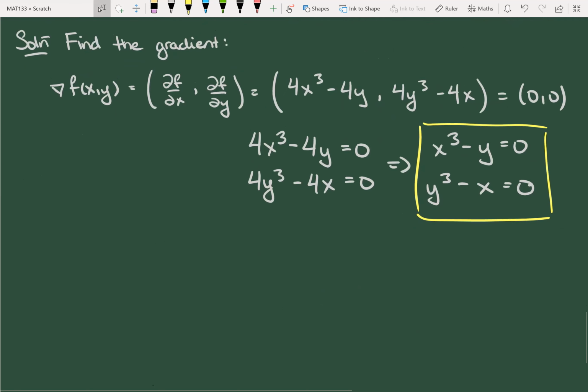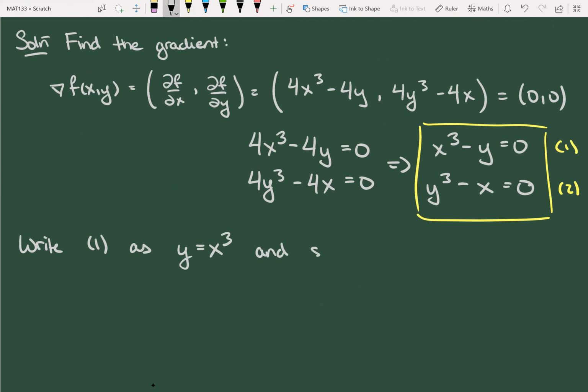So I'm going to number these. Let me call this 1. Let me call this 2. So write 1 as y is equal to x cubed. I'm just going to put the y on the other side and sub into 2. So what is this going to give me?